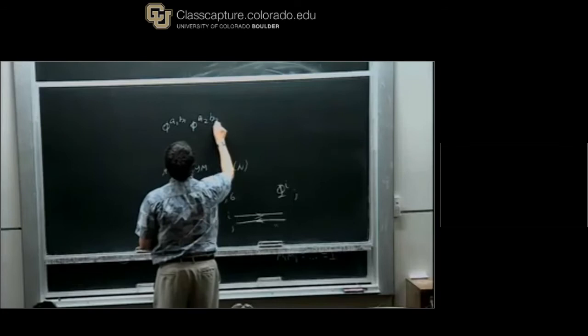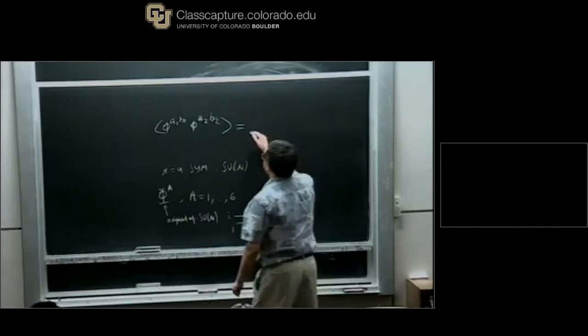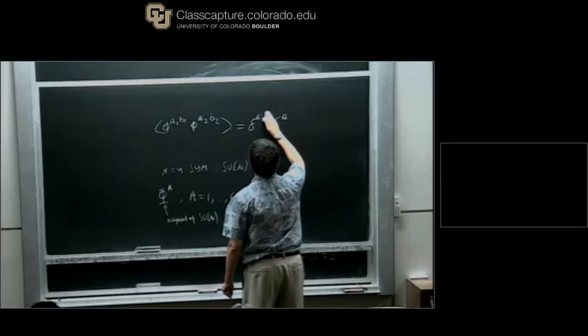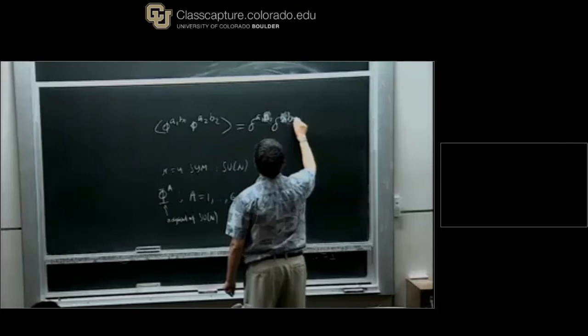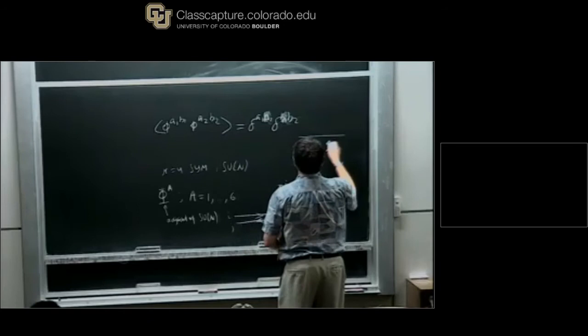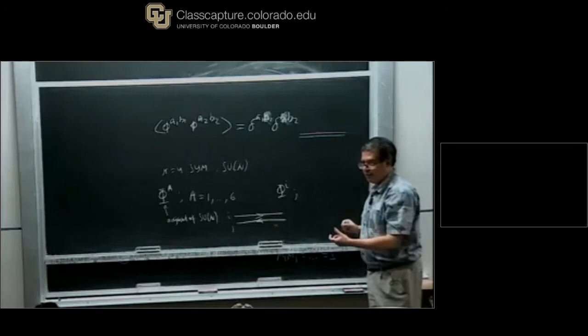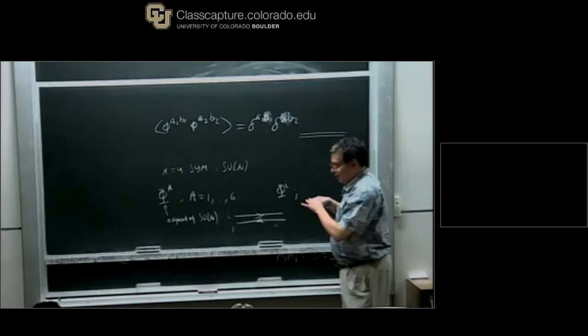That's just the only O(n) invariant thing I can write: delta A1 B1, delta A1 A2, delta B1 B2. And the pictorial way to represent this is just to draw it like a double line with two separate colors. But the lines are not oriented. They're just distinguished by two different colors, unlike in this case. And this is actually the reason why you can get non-orientable diagrams.